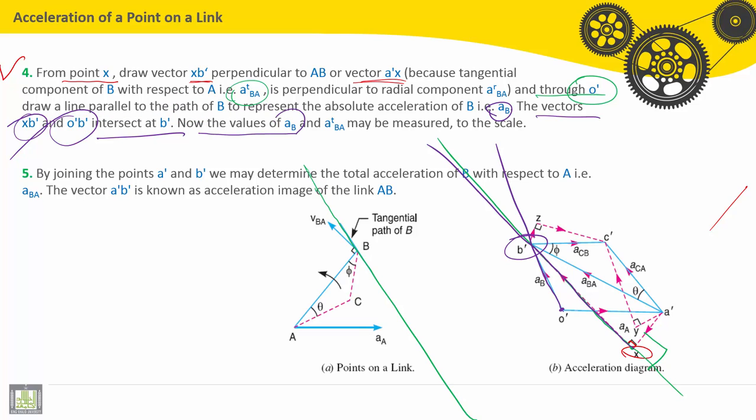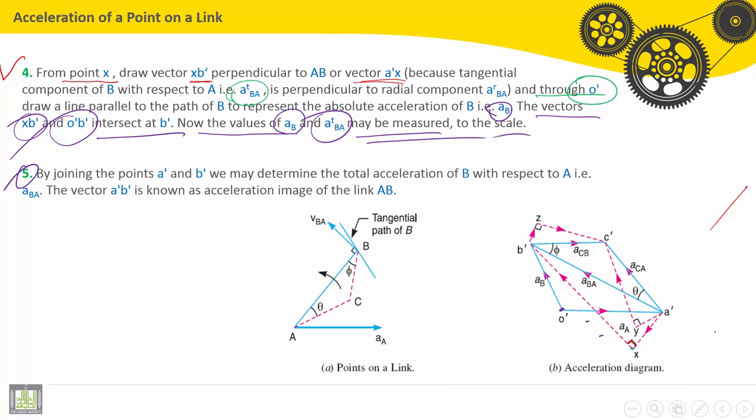Now the values of AB and ATBA may be measured to the scale. Here we have AB and here we have ATBA, and here it is A dash X, it is ARBA. Step number 5. By joining the points A dash and B dash, we can find ABA. We may determine the total acceleration ABA. The vector A dash B dash is known as acceleration image of the link AB.